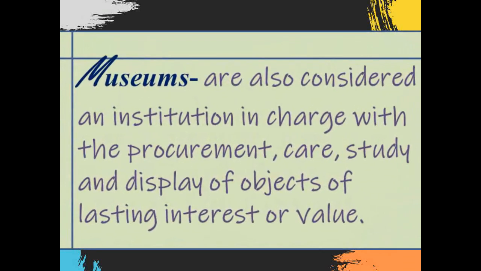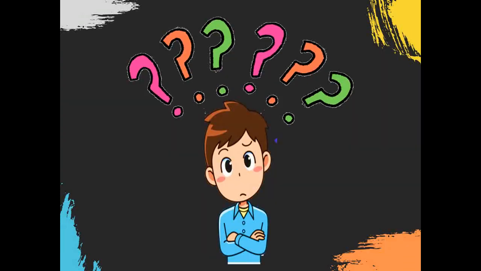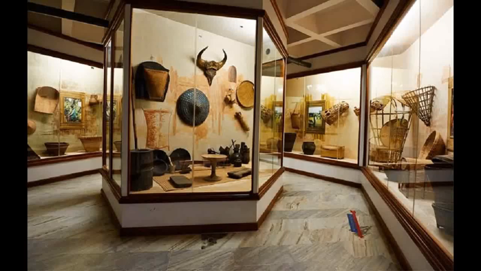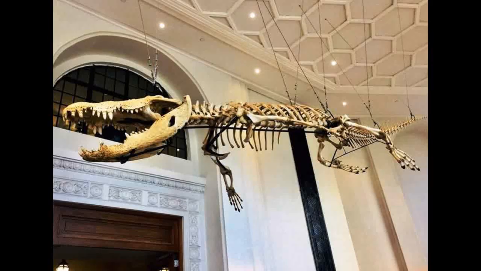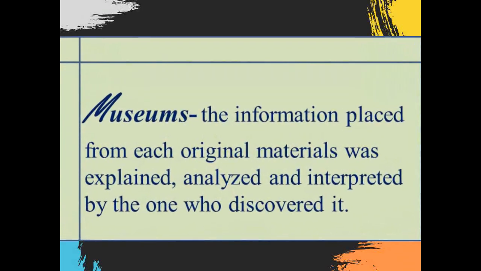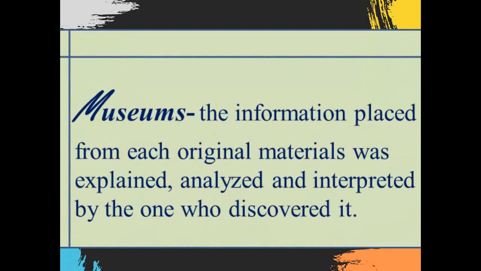Museums. How can we say that the information we acquire in museums is secondary? A museum is the place where we can see the primary sources or the original materials like artifacts, relics, and documents. Simple lang. When visiting museums, the information or infographics you are seeing or reading placed beside each material was explained, analyzed, interpreted, and written by the one who discovered it, or by the archaeologist.